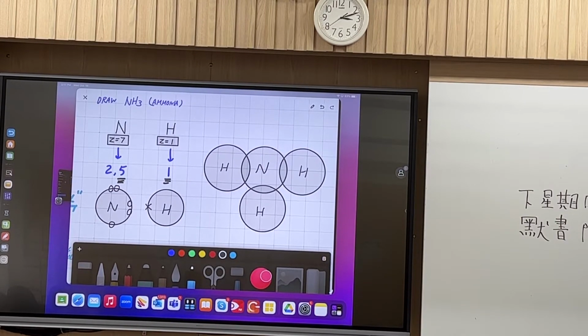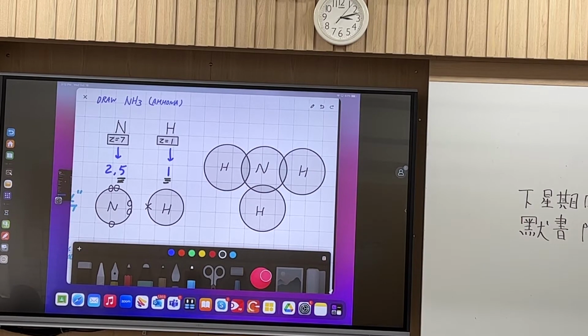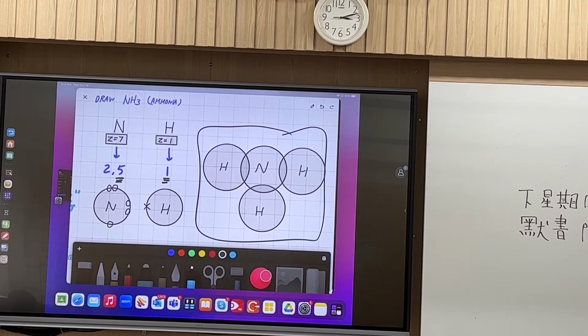Now, can you help me put the dots and crosses in a certain way to ensure that all the atoms have a full outermost shell, all of them? Great. We'll check the answer in 20 seconds. How do you put the 5 dots of nitrogen and the 1 cross of hydrogen in these circles so that all the atoms have a full outermost shell?